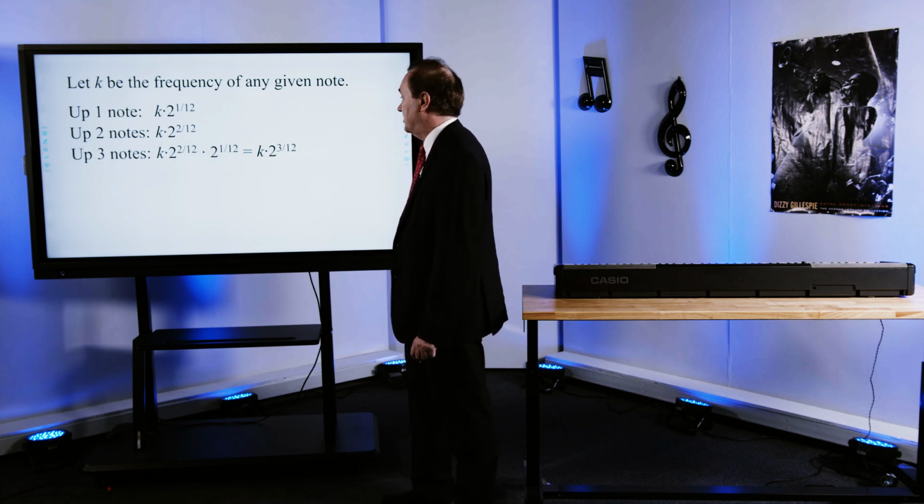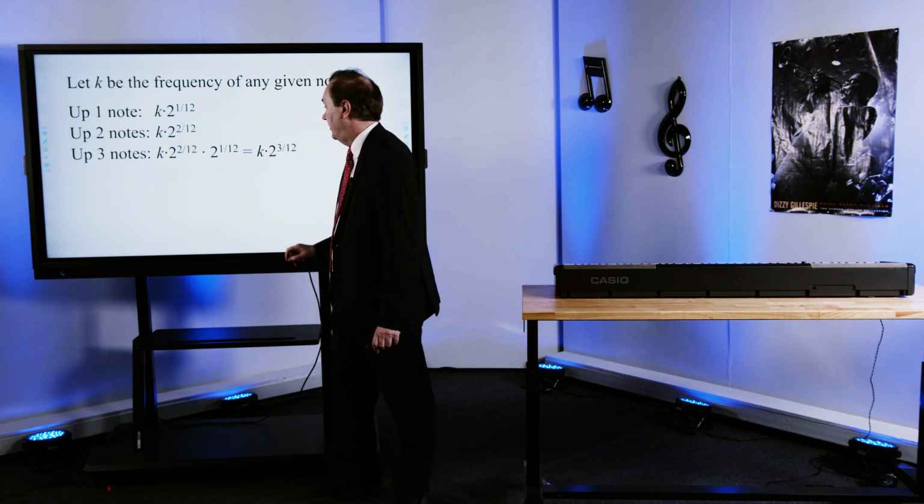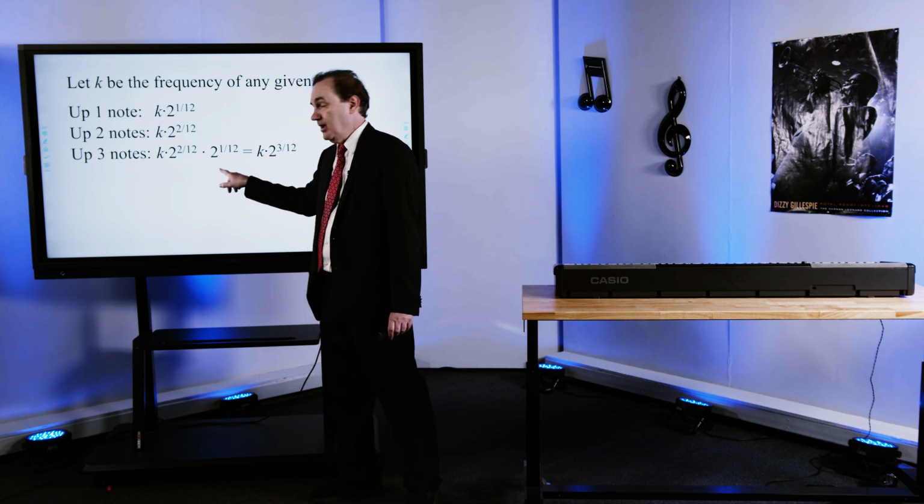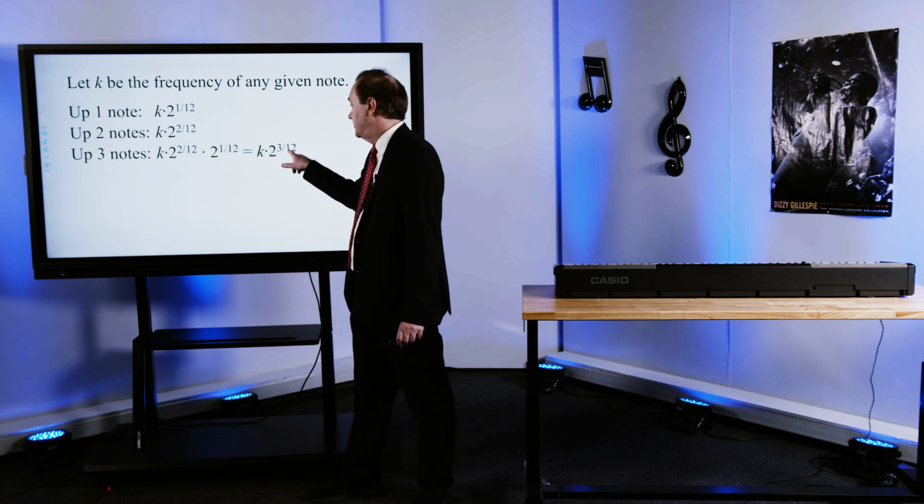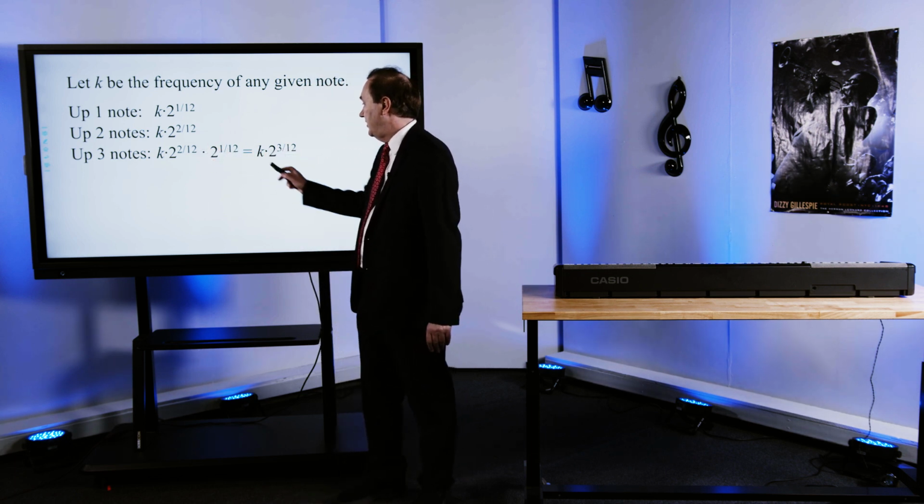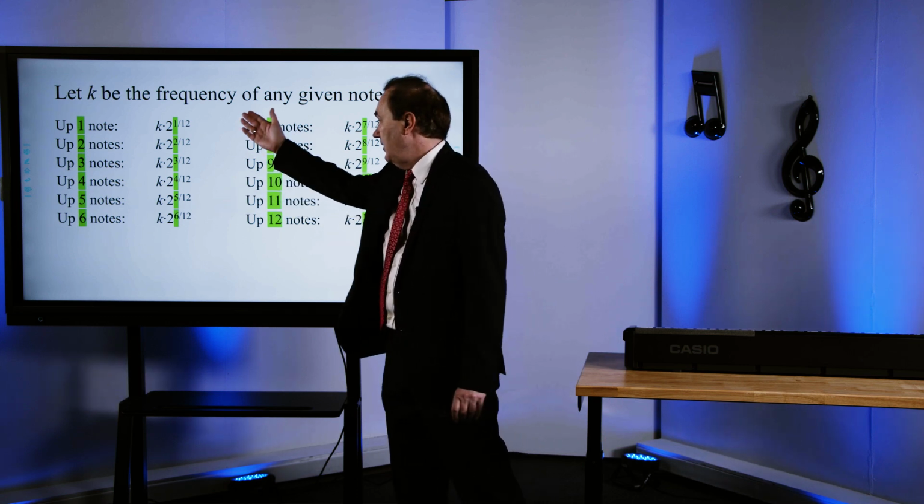If I go up 3 notes above the starting note, I take this note and multiply it by 2 to the 1/12th. Now, I'm multiplying powers with the same base. I add the exponents. 2/12ths plus 1/12th gives us 3/12ths. So we get a frequency of k times 2 to the 3/12ths. And here you see how it keeps going.